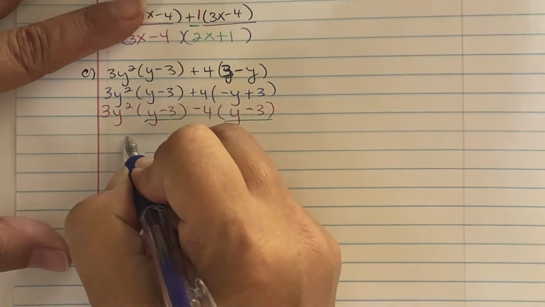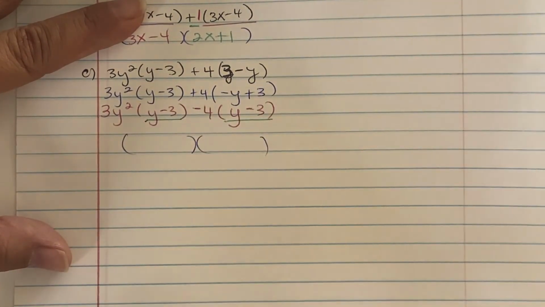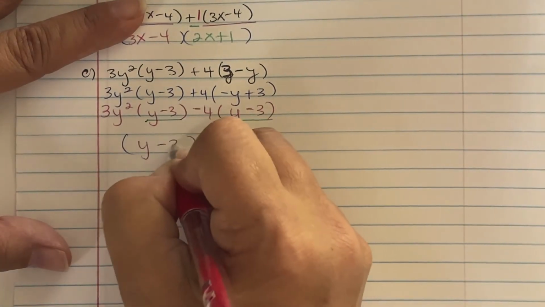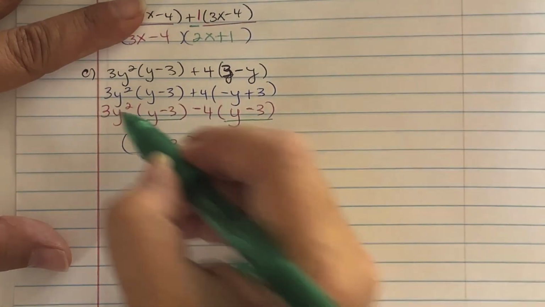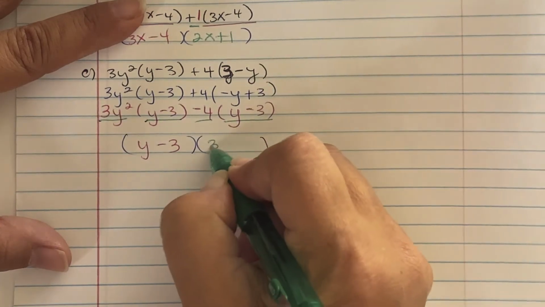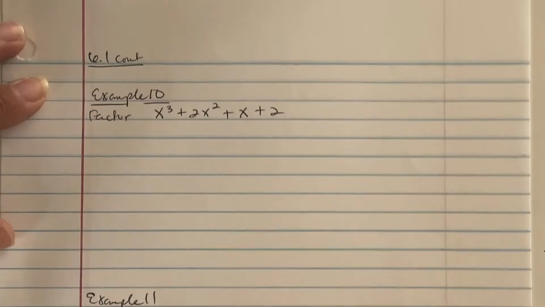So you're going to draw two parentheses. The first one is going to be the y minus 3 they have in common. The second one is what was left over, so 3y squared minus 4.